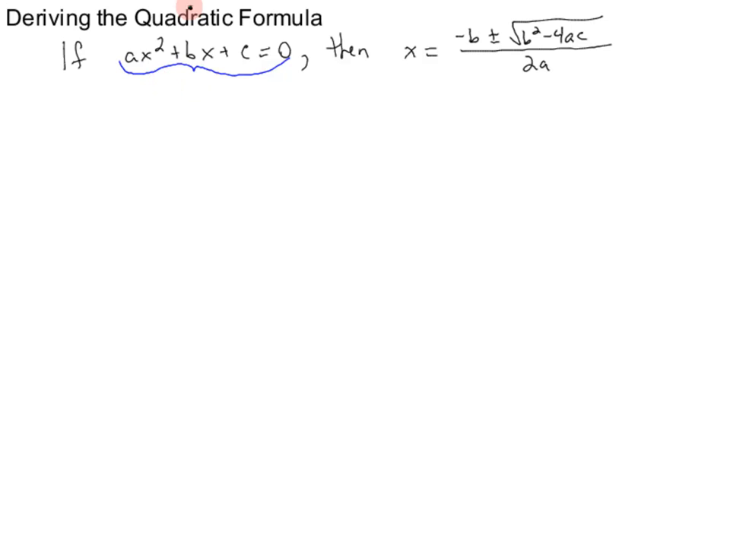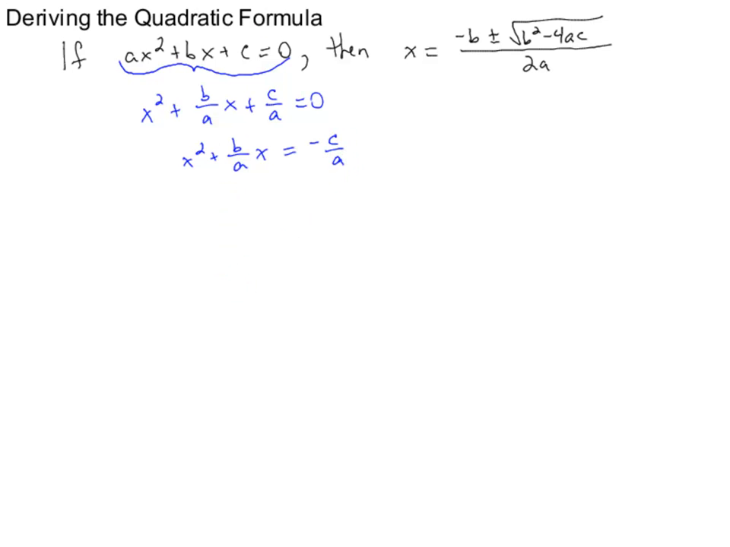So the first thing we'll do is divide everything by a so that we have a 1 in front of the x squared. So we have x squared plus b over a x plus c over a equals 0. Now we need to move the constant term c over a to the right side, and that becomes negative c over a.